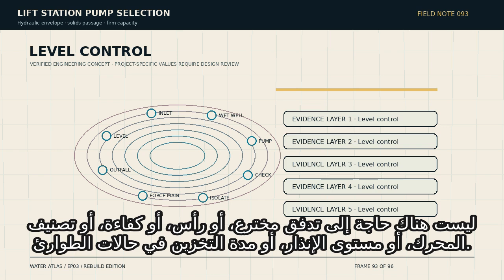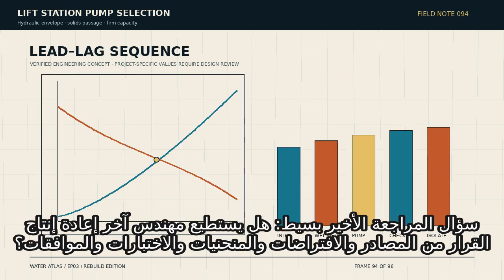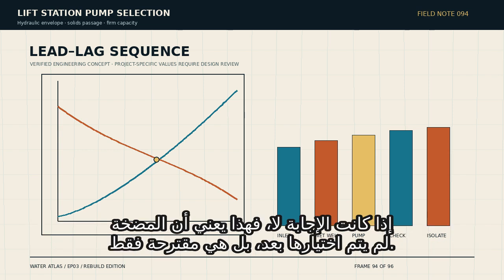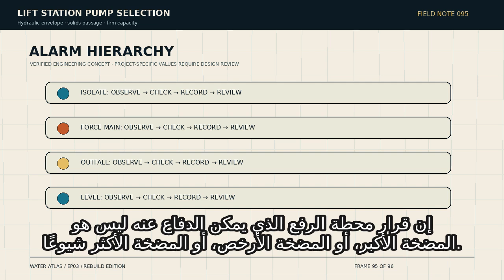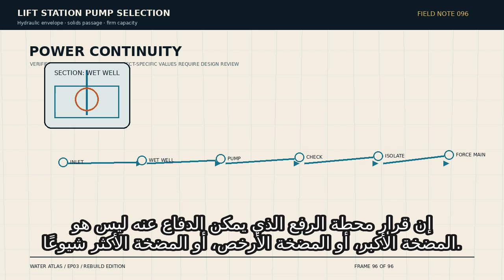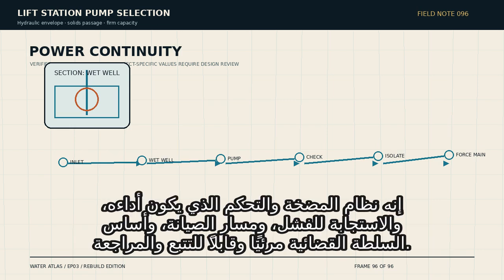The final review question is simple. Can another engineer reproduce the decision from the sources, assumptions, curves, tests, and approvals? If the answer is no, the pump is not yet selected. It is only proposed. A defensible lift station decision is not the largest pump, the cheapest pump, or the most familiar pump. It is the pump and control system whose performance, failure response, maintenance path, and jurisdictional basis are all visible, traceable, and reviewable.